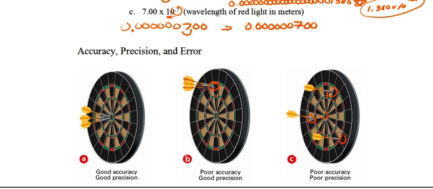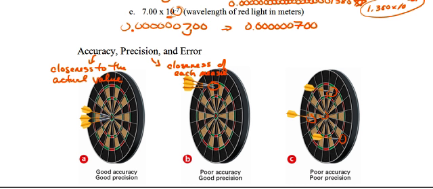So, just so you know, accuracy deals with how close, or the closeness to the target or actual value, whereas precision deals with the closeness of each measurement. Okay? It has nothing to do with how close it is to the actual value. And then error, you probably already know, is how far from the actual value you really are.